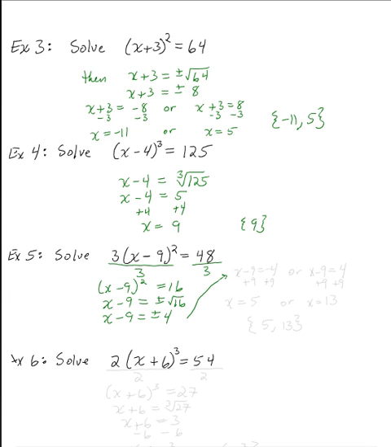So again, now splitting this up into two pieces, I have x minus 9 is equal to negative 4, or x minus 9 is equal to positive 4. Adding 9 to both sides on either equation, yields x is equal to 5, or x is equal to 13. And so I'd have a solution set containing 5 and 13.